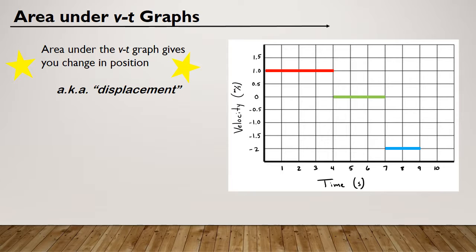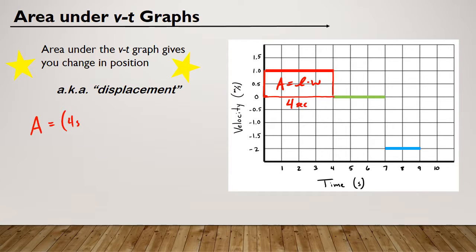So if we take a look at this first interval when she's traveling 1 meter per second, the red line right there, if I want to find the area, it's really important that we always go to the 0. So here's 0 right here. And so it's the area of this little rectangle. And remember, the area of a rectangle is length times width. So the area of that red one, its length is 4 seconds long.